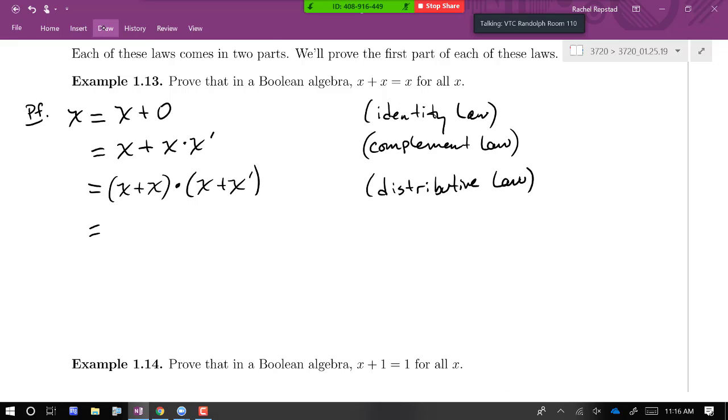And as I'm doing this, I'm always keeping my eye on the ball. I started with x equals, and what I want to do is show that it's the same thing as x plus x. So I'm pretty excited that I got that x plus x there. So what can we do with this? What is x plus x complement?